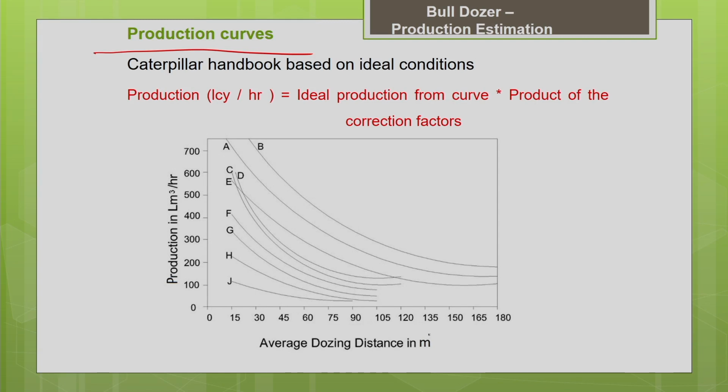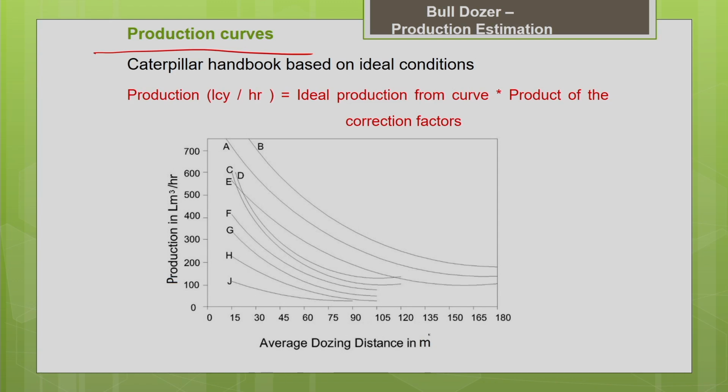If you look into the Caterpillar handbook, you can see these production curves are supplied by the manufacturer for different models. You can go through the handbook, and also in some literature like the textbook by Peurifoy, you can find that these production curves are available. You can go through that. These are just some schematic lines to show the trend.